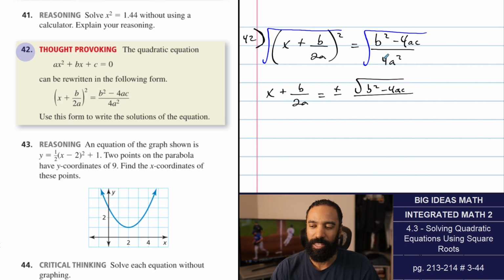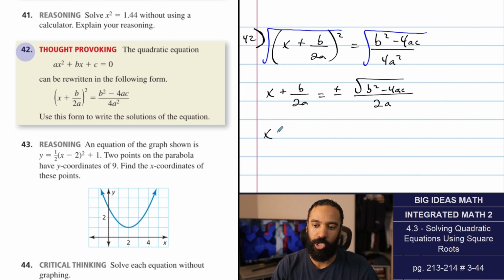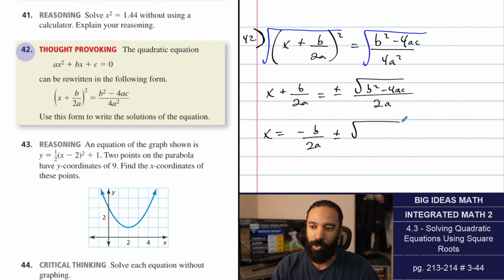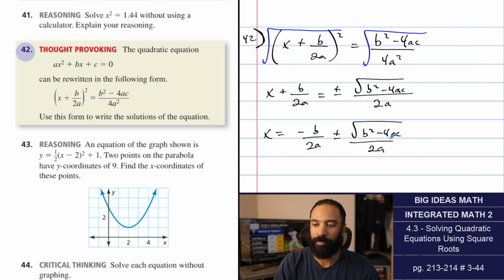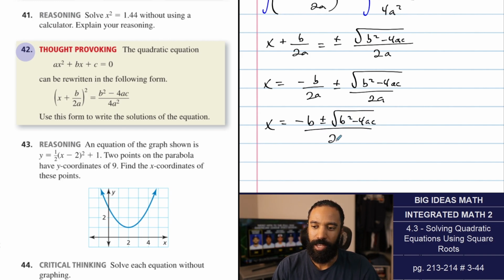And down below, we take the square root of 4a squared. The square root of 4 is 2. The square root of a squared is a. Now we subtract b over 2a from both sides, and we'll get negative b over 2a plus or minus the square root of b squared minus 4ac all over 2a. And because we have a common denominator, we can rewrite it as negative b plus or minus the square root of b squared minus 4ac all over 2a.